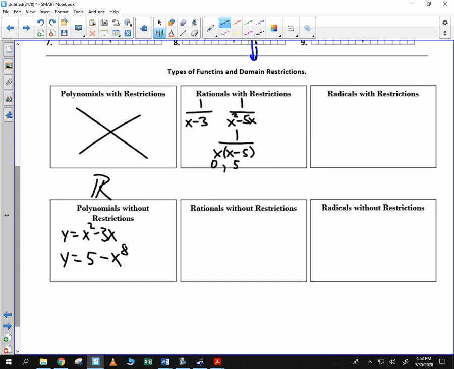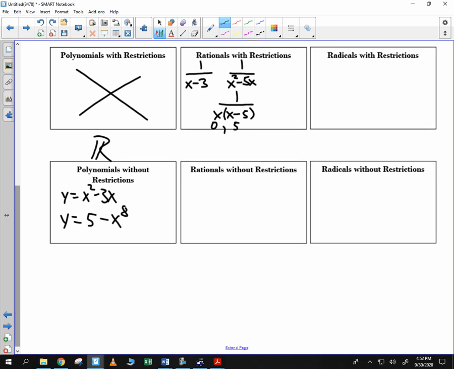So there's all sorts of rational functions that will cause some problems for you. So you have to think about what produces 0 in the denominator. But then there are some rational functions that don't have restrictions. For example, 1 over x squared plus 1. There's no way that you can plug in something for x, square it, add 1, and get 0 in the denominator. There's no number that works there.